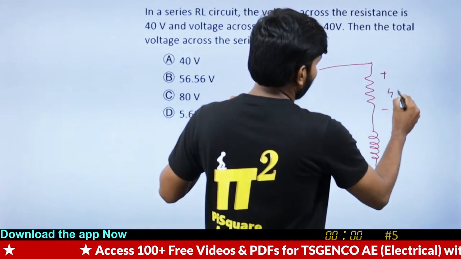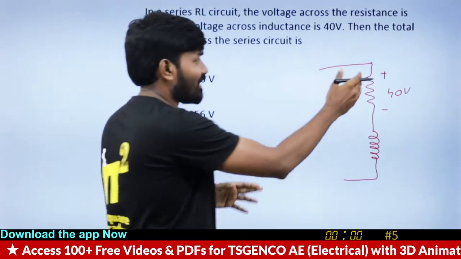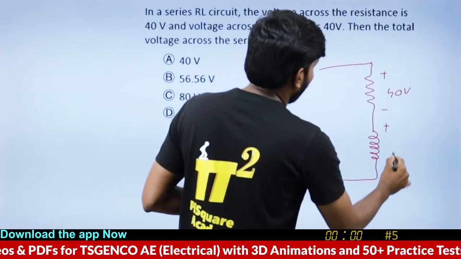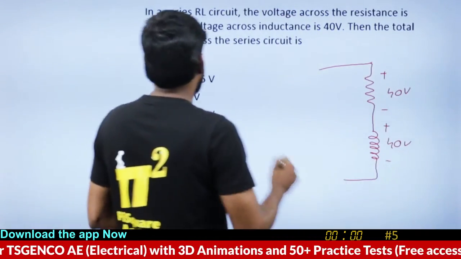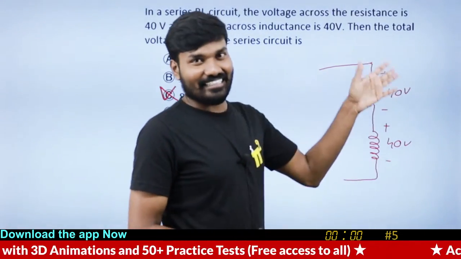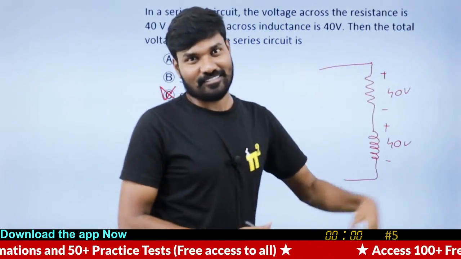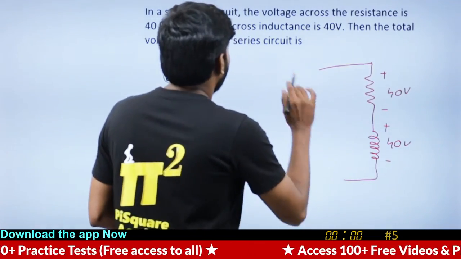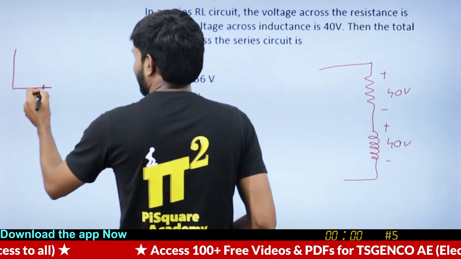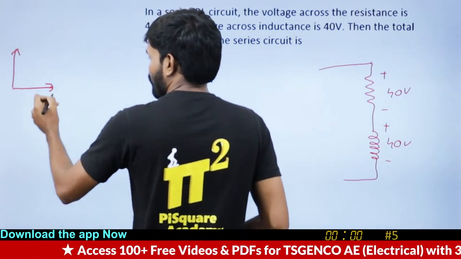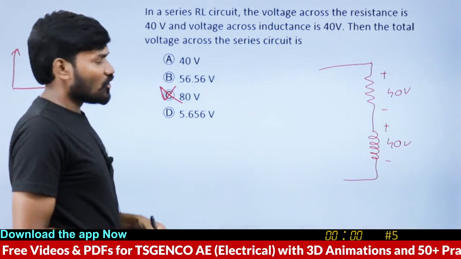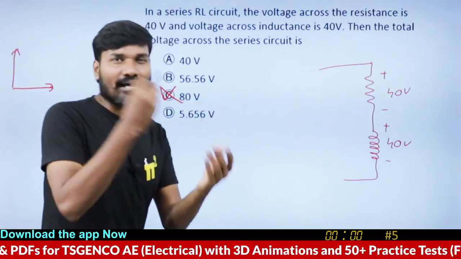This voltage is 40 volts. AC naturally. Plus minus I'm giving doesn't mean that it's a DC voltage. It's AC. And this voltage is 40, so definitely 80 is not the answer. 40 plus 40, a direct arithmetic sum, won't be the answer. It's actually the vector sum. So again, this is simple. You have two vectors equal in length, so take it as 1 and 1, so the resultant will be root 2.